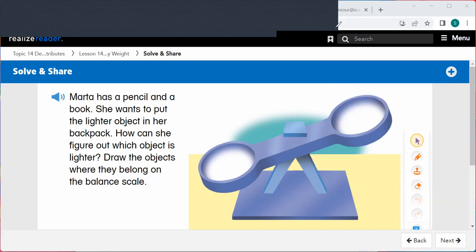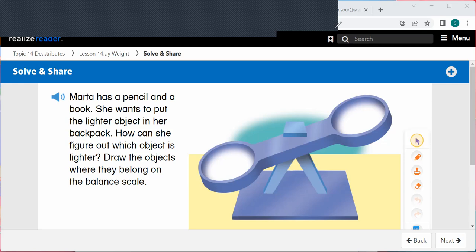Marta has a pencil and a book. She wants to put the lighter object in her backpack. How can she figure out which object is lighter? Draw the objects where they belong on the balance scale. So we're going to draw those two objects on this scale. One is lighter than the other. So which one do you think is lighter, the pencil or the book?